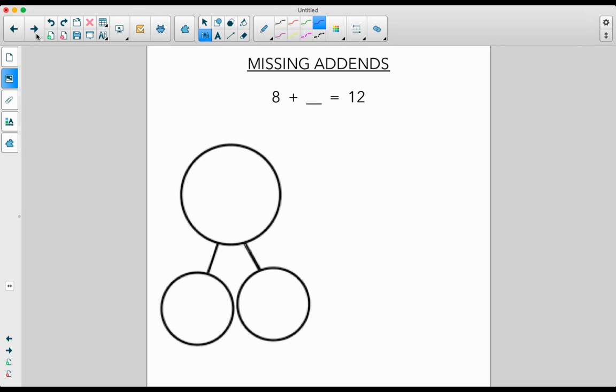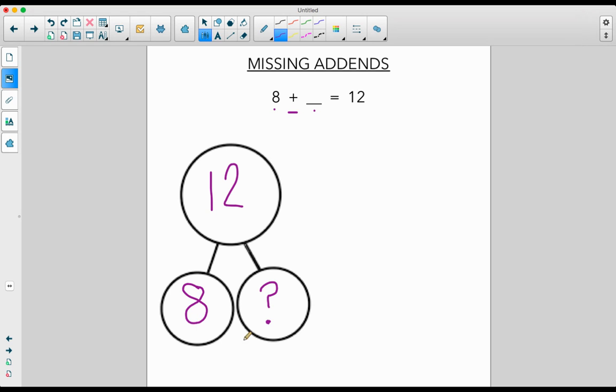How does this help with a missing addend? Well, let me show you. So in this missing addend equation, we know 8 plus something is 12. I see the plus sign. Because I can tell that that is the addition sign, I know that I add parts. So this part is 8. This part we don't know. And we know that this part is 12. The whole is 12.